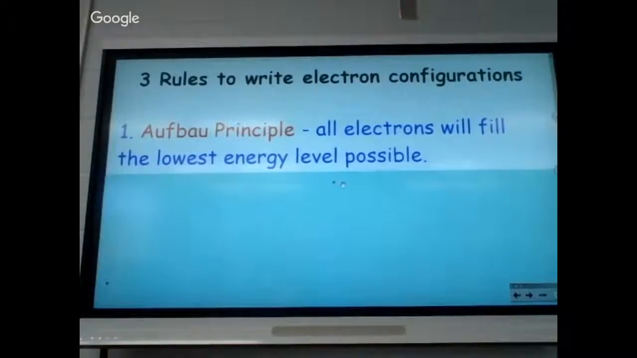Now, we're gonna learn 4 different ways to write electron configurations. So after we take our quiz either Thursday or Friday.